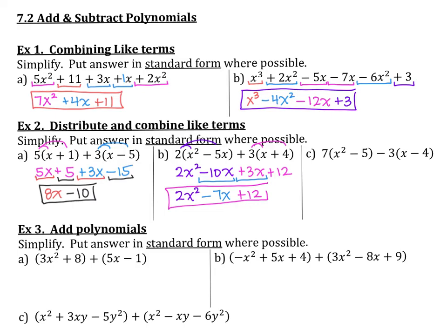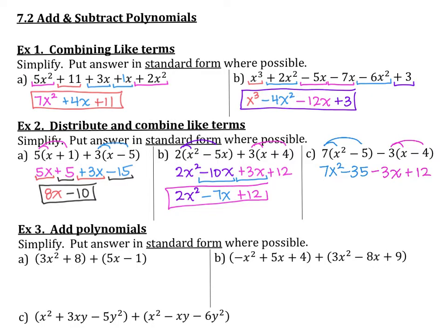Okay, for C, same, just going to have a negative on it. Okay, 7x to the second minus 35. So 7x to the second minus 35. Okay, when I distribute, keep in mind this is a minus 3, so minus 3x. Okay, minus 3 times minus 4, minus times minus is positive. 3 times 4 is 12.